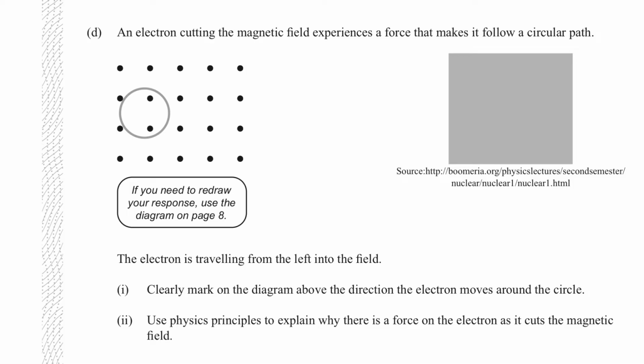That's a little bit ambiguous, but I guess it means it starts off coming from there and into the field, and it's either going to go around that way or that way. Does it say? It follows a circular path, clockwise or anti-clockwise. Okay: clearly mark on the diagram above the direction the electron moves around the circle. Okay, we've got to work it out.